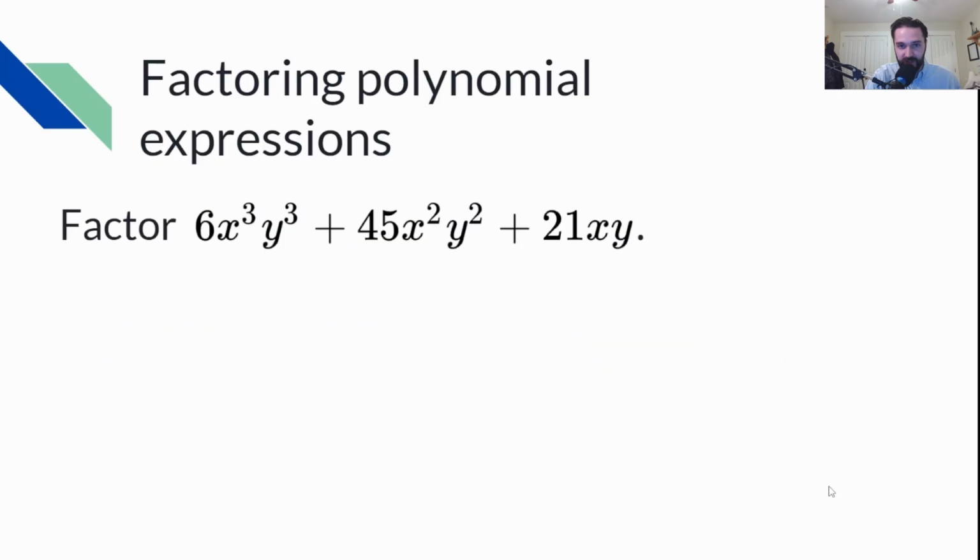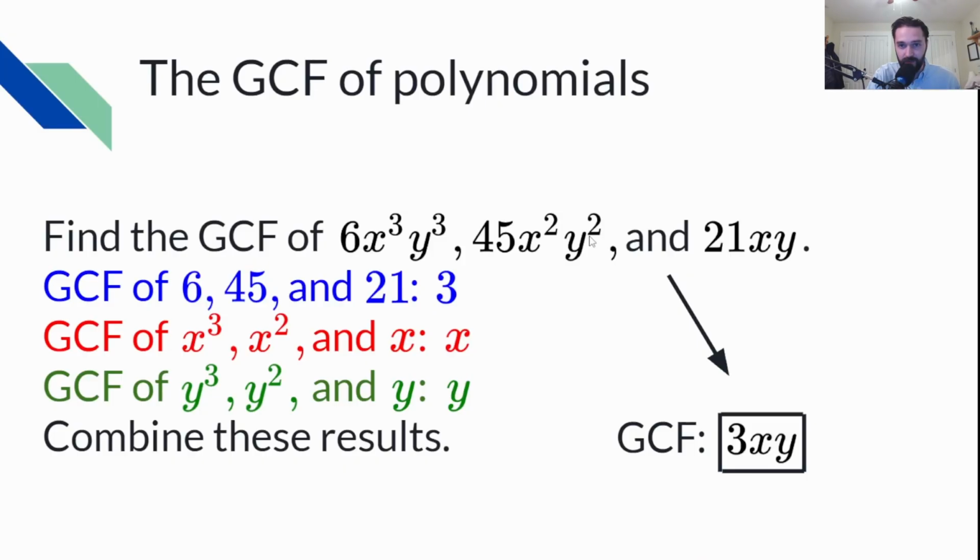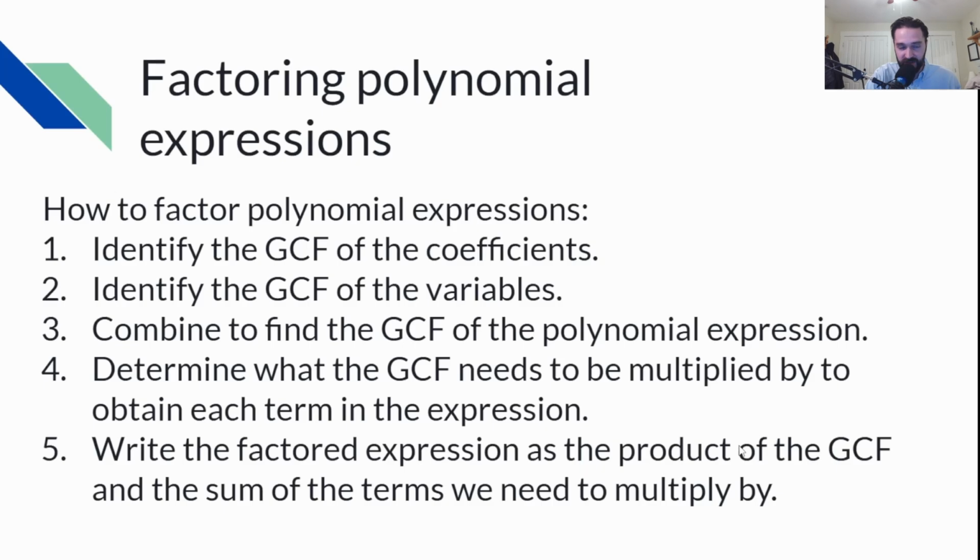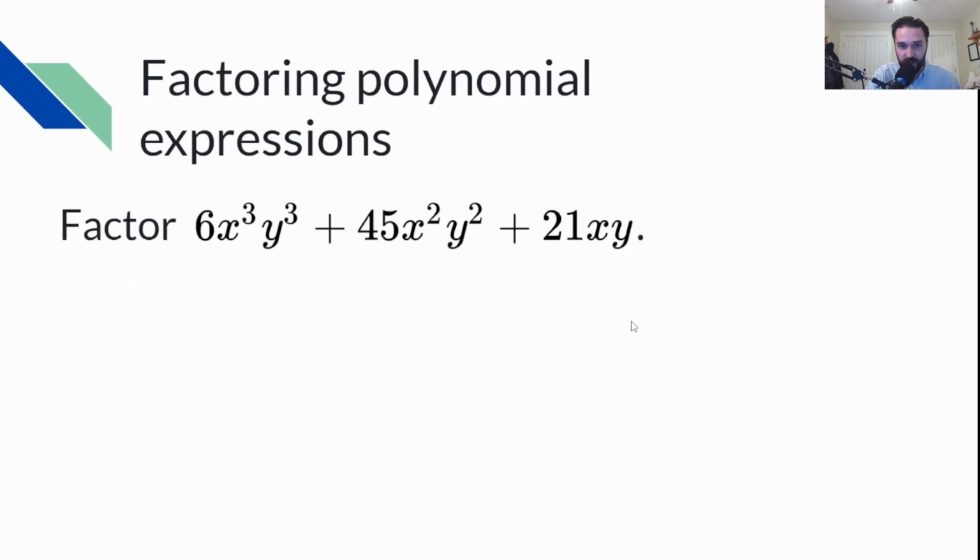So let's do this for a concrete example. Here I have the same three expressions from this screen here, but I'm adding them up as one big polynomial expression. We already found that the GCF is 3xy, so the first three steps in this case are done for us. Let me show you what we're going to do with this 3xy. We're going to factor it out of each piece.